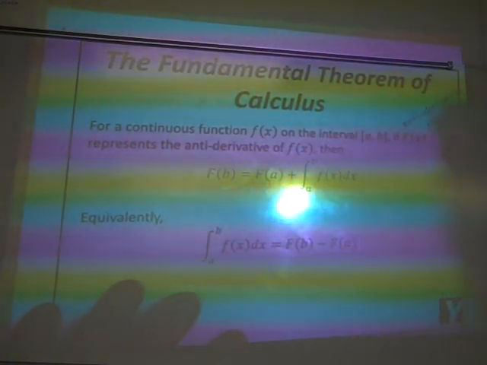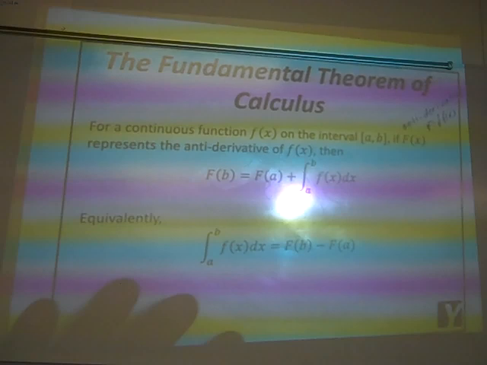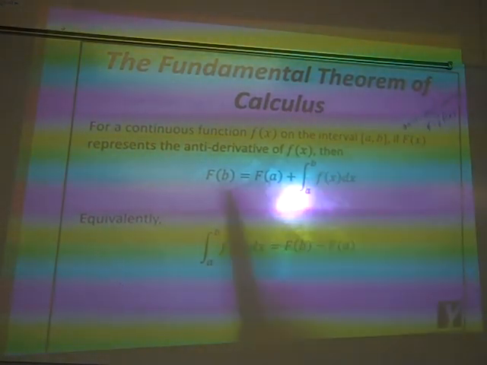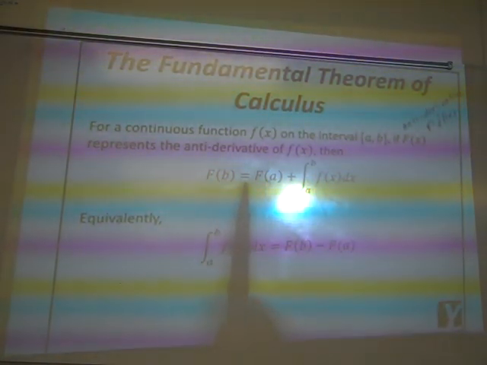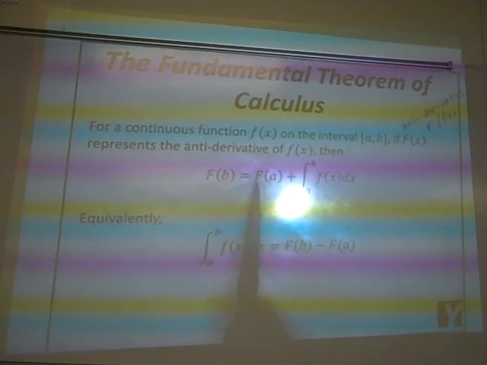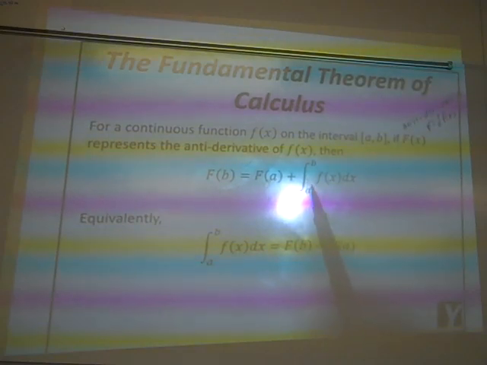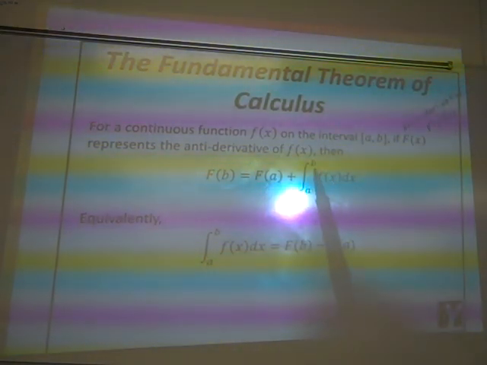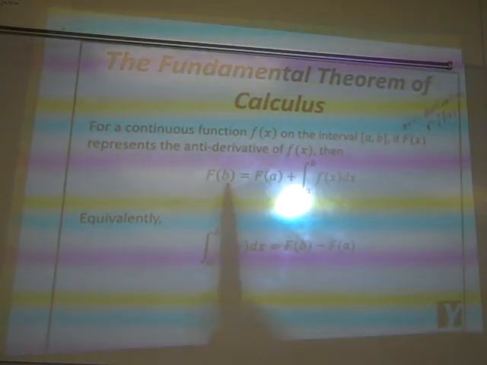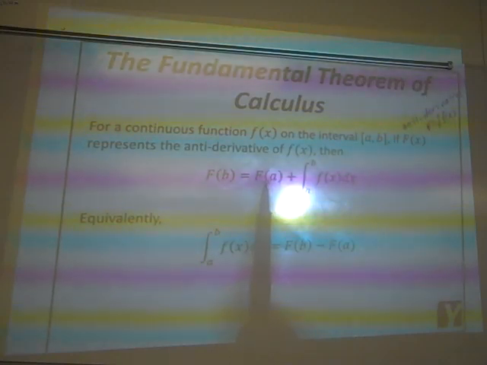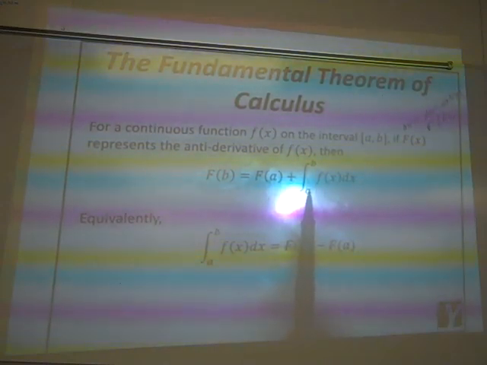Big F is the function that when you integrate f of x, the answer is big F. Then, the value of the antiderivative at the end of the interval, big F of b, is equal to the value of the antiderivative at the start of the interval, big F of a, plus the definite integral of the original function from a to b. So one more time, the value of the antiderivative at the end of the interval is equal to the value of the antiderivative at the start of the interval, plus the definite integral of the function over the interval a to b.